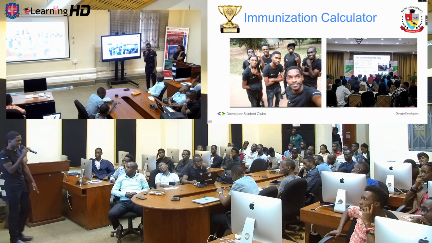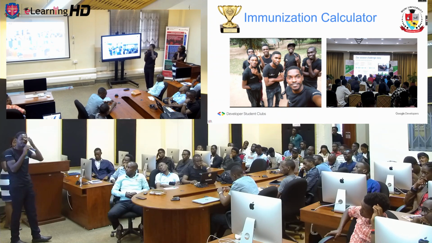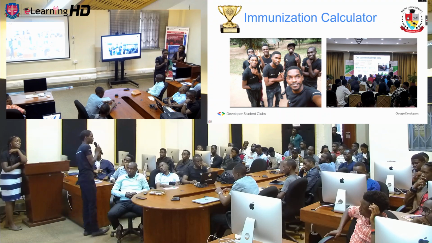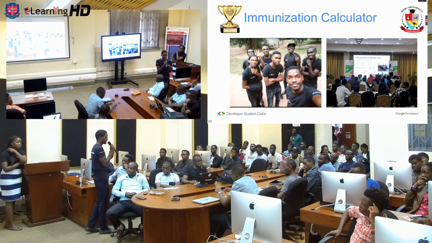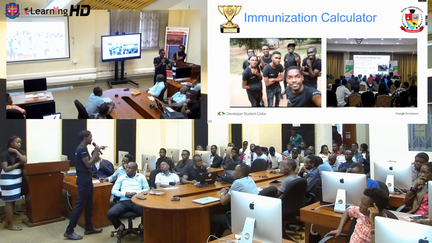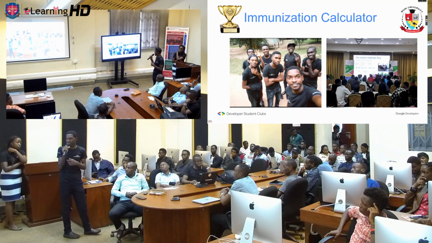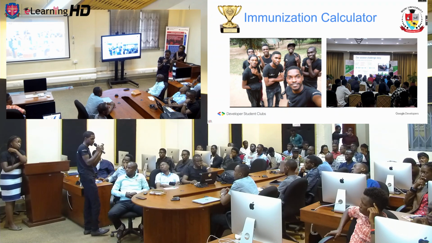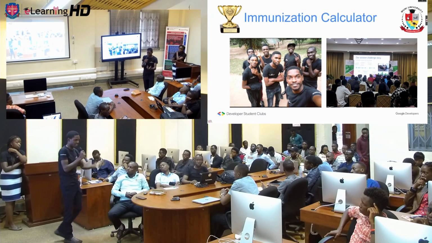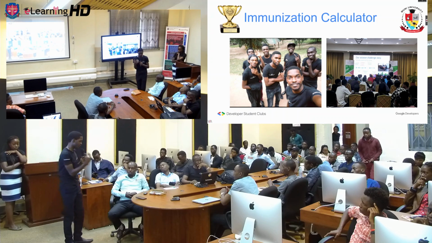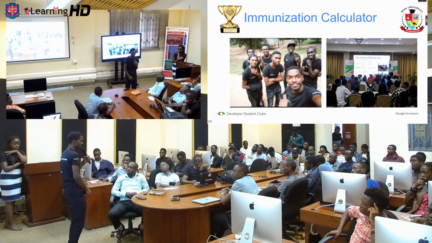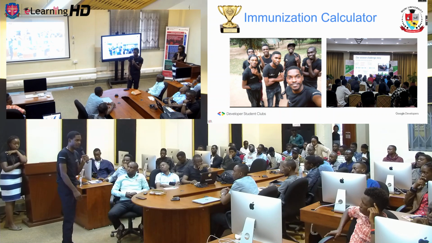Now, this app, let me first tell you what it does, because I really forgot. This is an immunization calculator, and it's a health tech. The major functionality of it is, okay, let me just bring a scenario. Just imagine you take your child. Your child is 1 year, 2 years, and 3 months, right?